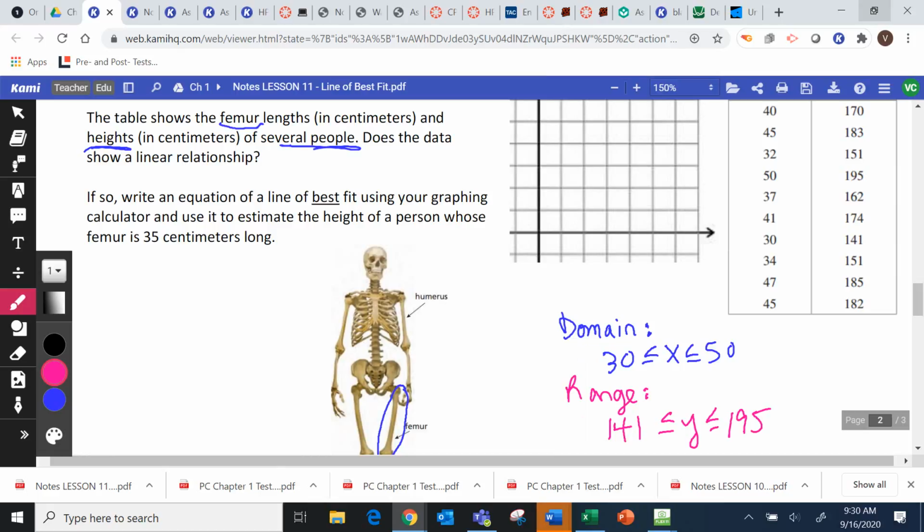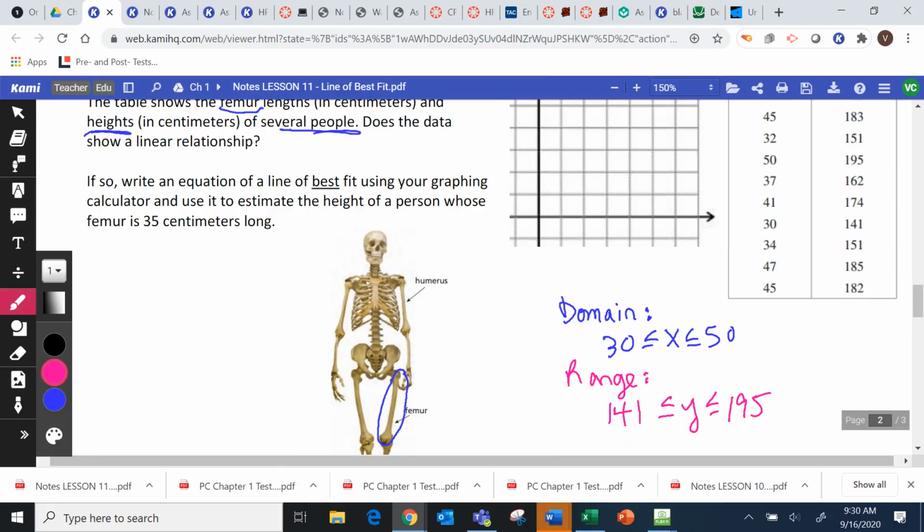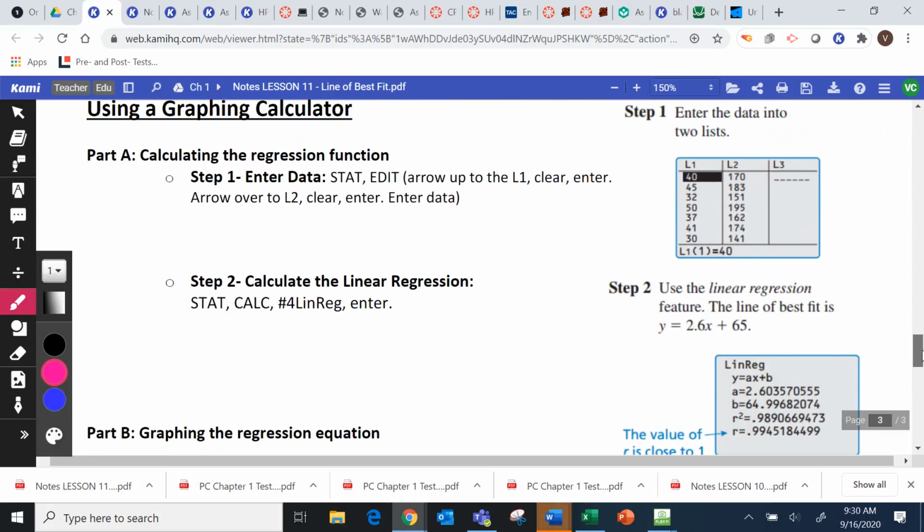There's a couple more things we're going to do. I've not gotten rid of anything. So all the stuff I just talked about, it's all on here except we haven't done step 2 yet. So now what we're going to do is actually go find the line of best fit. So now I'm doing step 2 here.